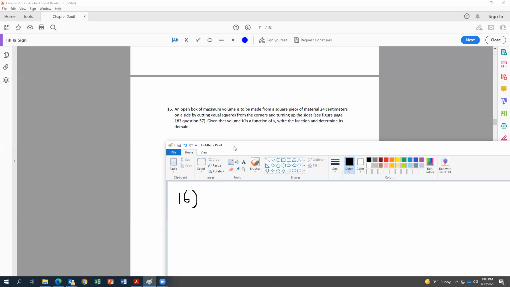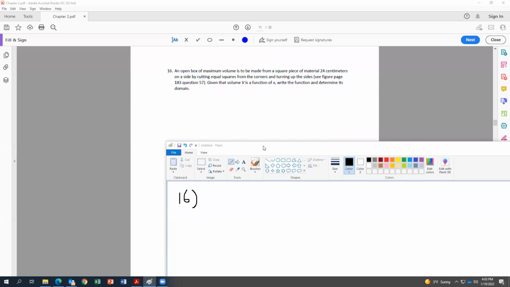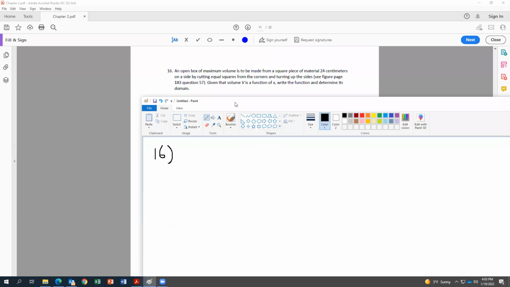Yep. The reason I'm not going through all of this is because some questions are pretty simple. You should be able to do that. Question 16: you have an open box with a maximum volume to be made from a square piece of material, 24 centimeters on the side, by cutting equal squares from the corners and turning up the sides.